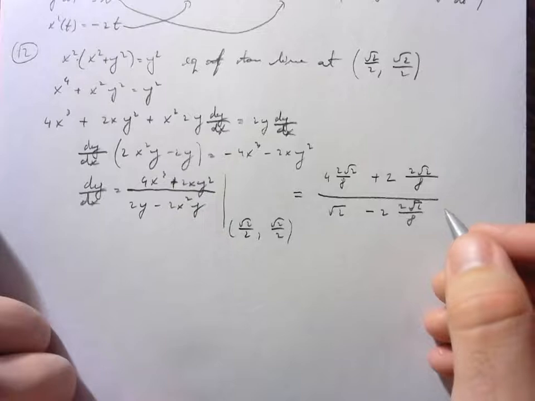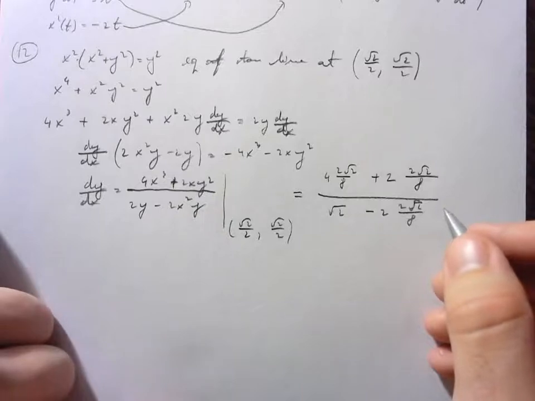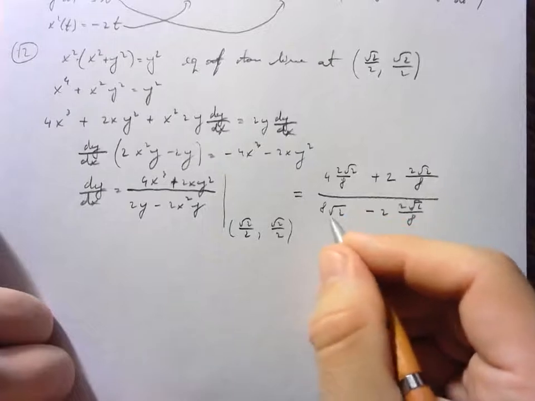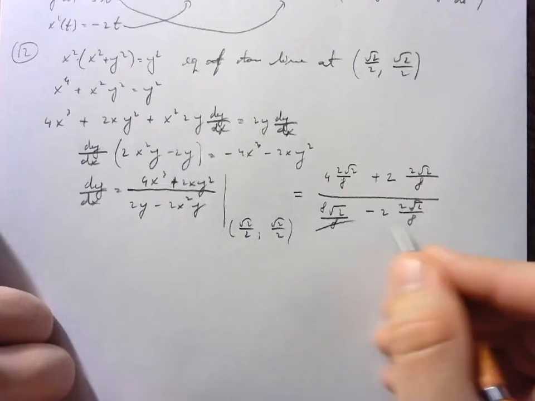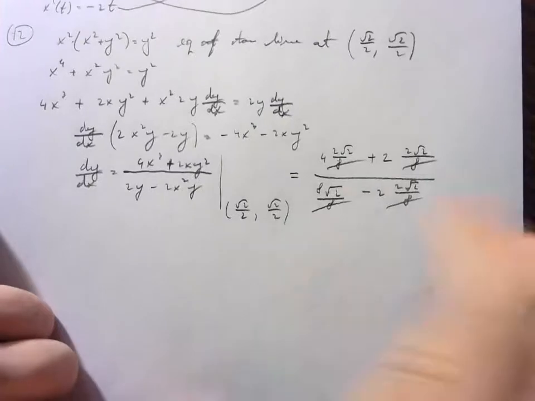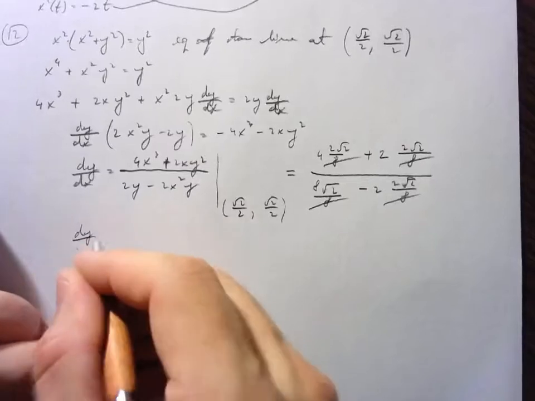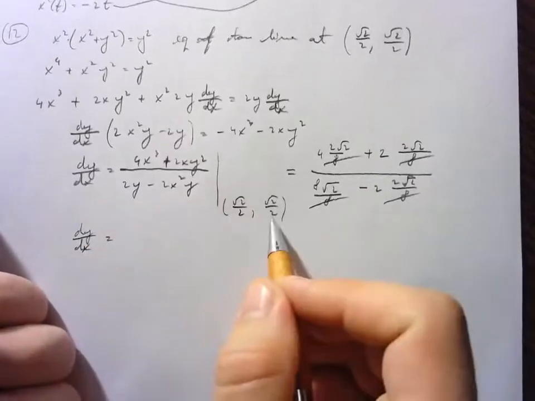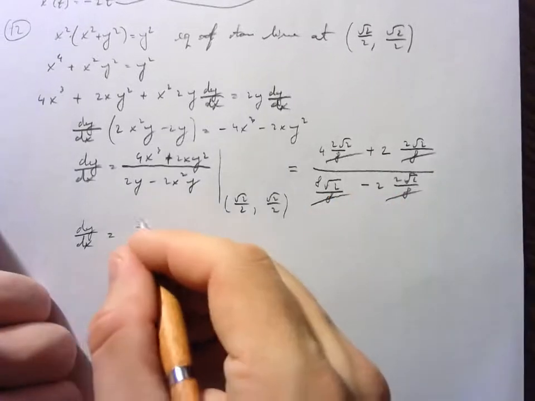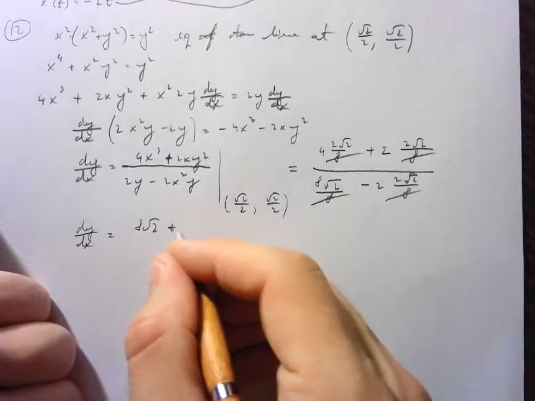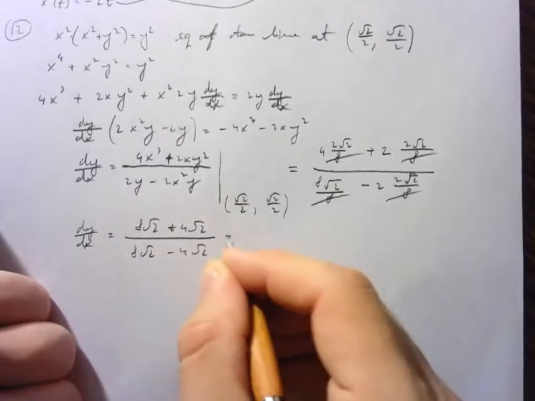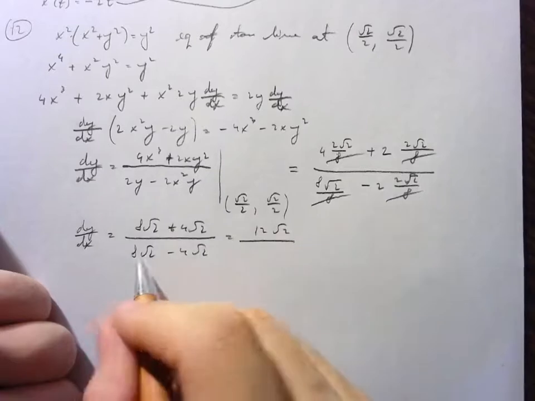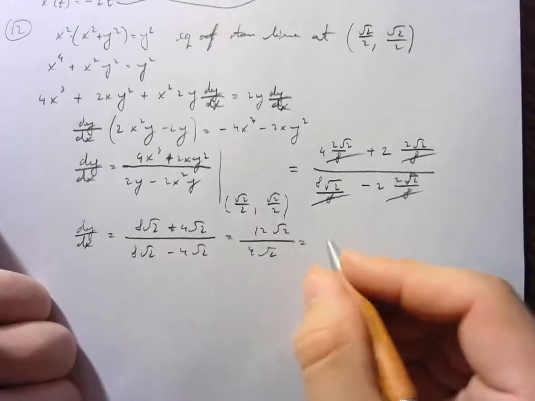Okay, now let's see, can we simplify this and how? Here's how I'm going to do it. I'm going to write 1 as 8 over 8, and then I'm going to cancel all of the 8s in the denominator. Imagine I factor an 8 out of the top and an 8 out of the bottom and just cancel that. So what I'm left with is that dy/dx at this particular point is equal to 8 root 2 plus 4 root 2 divided by 8 root 2 minus 4 root 2. So 8 plus 4, that's 12 root 2, divided by 8 minus 4, which is 4 root 2, and I get just a slope of 3.